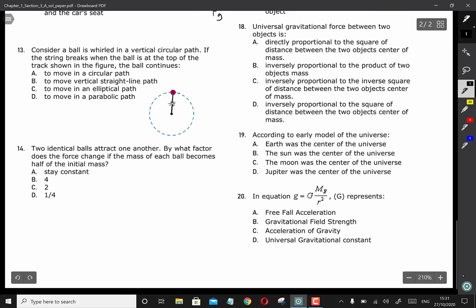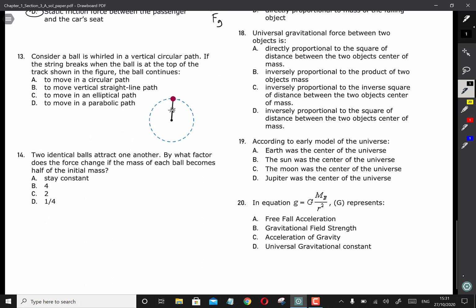Question number 13. Consider a ball whirled in a vertical circular path just in here. If the string breaks when the ball is at the top of the track shown in the figure, the ball continues. So what kind of path? Well, if there is no gravity, according to the law of inertia, a ball must follow a straight line path. But because Earth has gravity, this ball will fly off along the circular path's tangent. However, later because of the gravity, it will follow a parabolic path. This path is called a parabolic path because of the gravity.